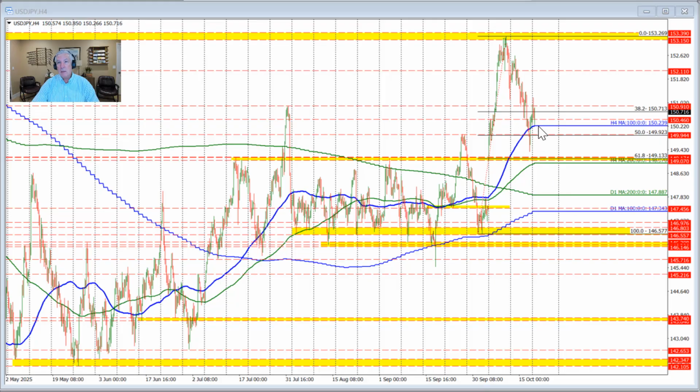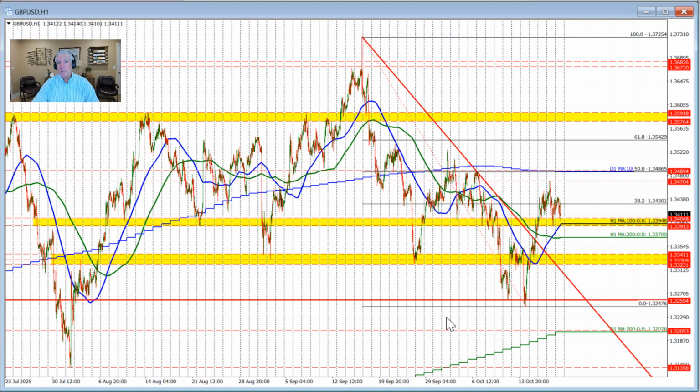What I do like is holding the 100-bar moving average on the downside once again, and that keeps the buyers in play for this pair. Finally, let's take a look at the sterling versus US dollar on the hourly chart. In trading last week, we did move higher in this pair, breaking above moving averages in the process and above this swing area, this yellow area right through here.